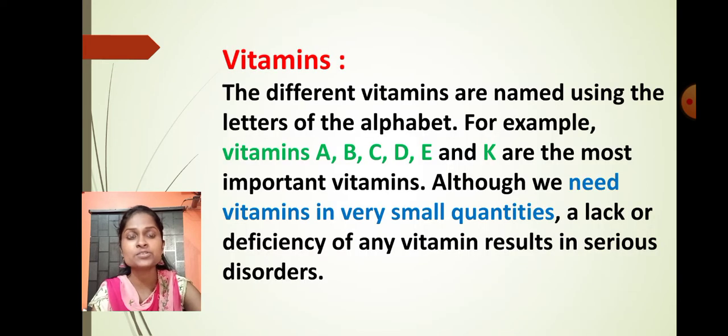Is that clear? Let's learn about vitamins first. The different vitamins are named using letters of the alphabet: vitamin A, B, C, D, E and K. They are the most important vitamins, and all are required in very small quantity. But what will happen if I skip them? If these vitamins are absent, or there is a deficiency of vitamins in your body, it will lead to a serious disorder. Disorder means something which cannot be cured very easily. It will lead to health problems. So these vitamins are required in very small quantity, but they are very essential. Are you getting my point?